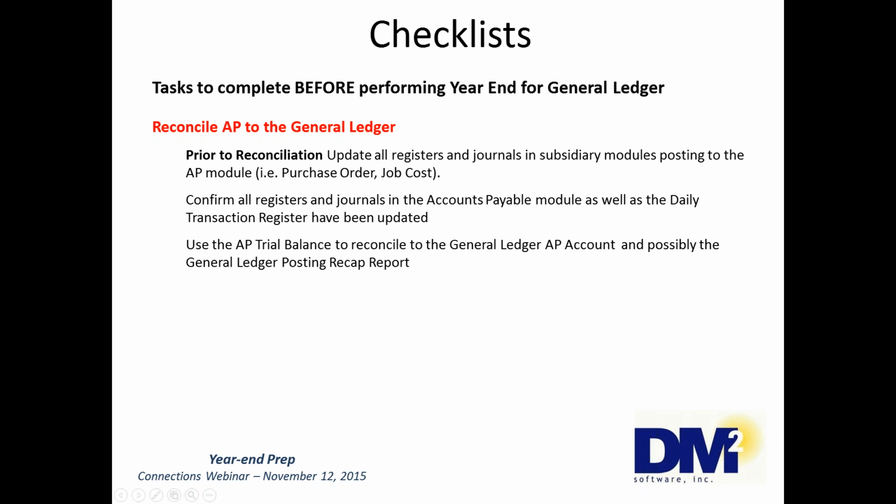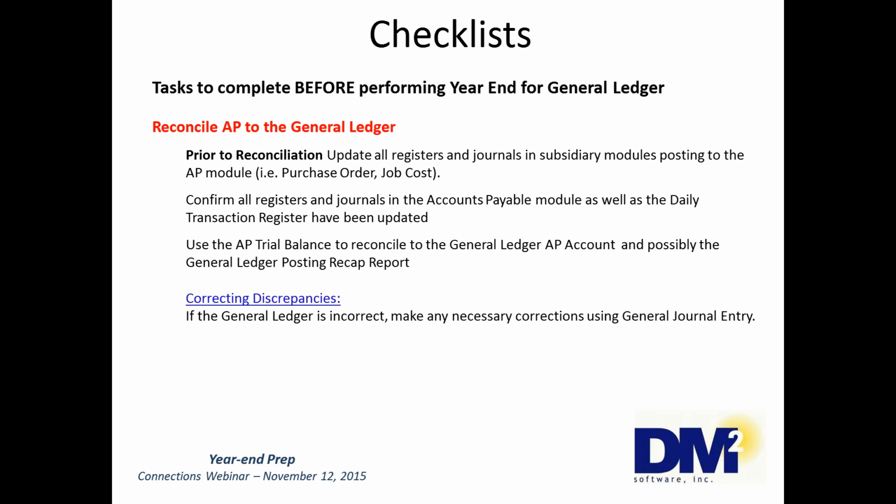I do like to use the AP general ledger posting recap, because if you haven't used it, take a look at it the next time you get ready to close. You can make sure that no extra postings were made to the general ledger from a module other than accounts payable. That's a good way to start reconciling.